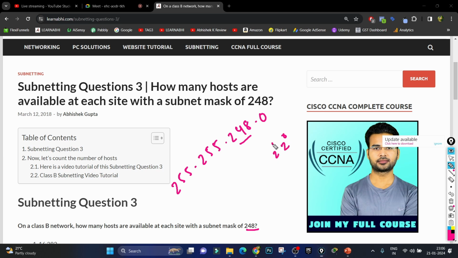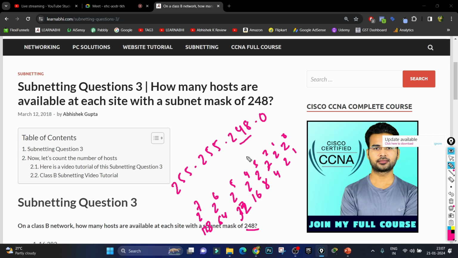Okay, 2 to the power 0, 1, 2, 3, 4, like this. 2 to the power 0 is 1, 2 to the power 1 is 2, then 4, then 8, then 16, 32, 64, 128. Okay. So what is the question?